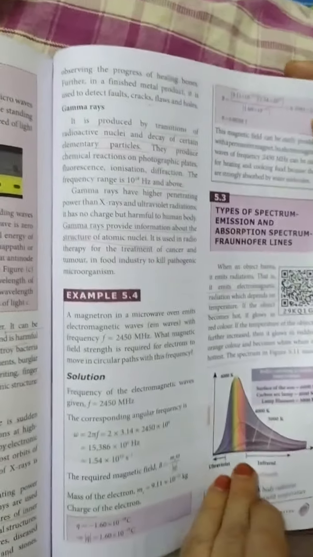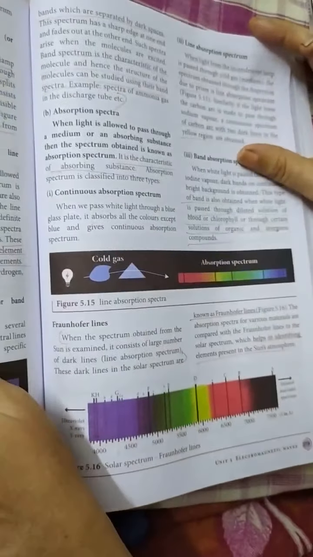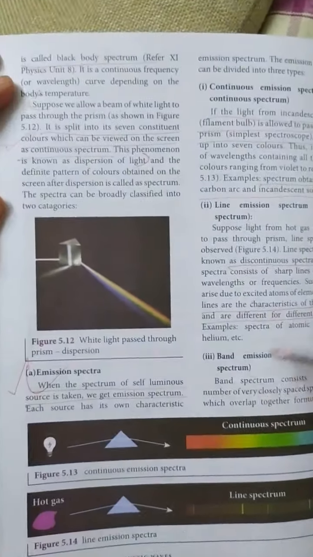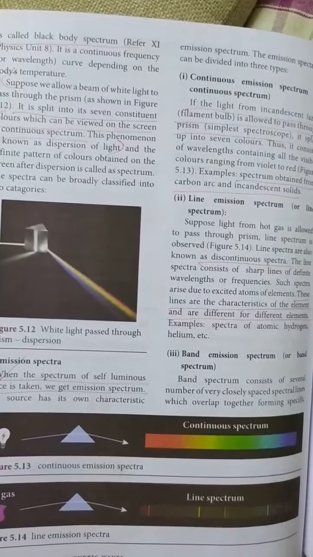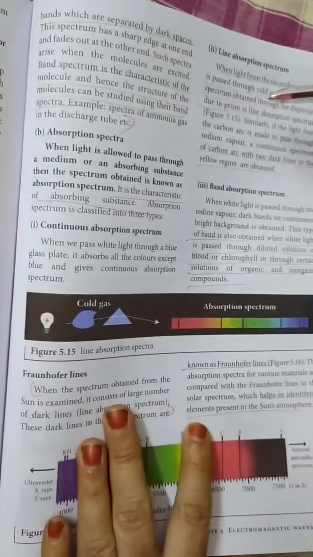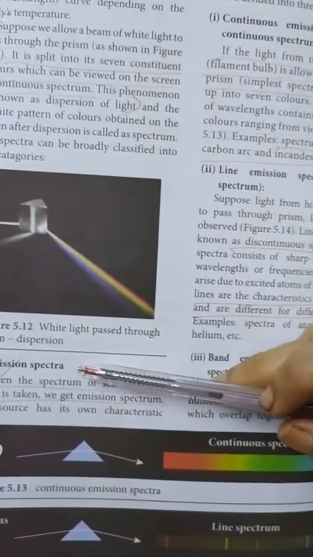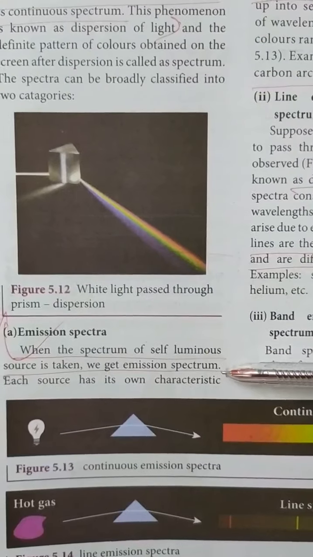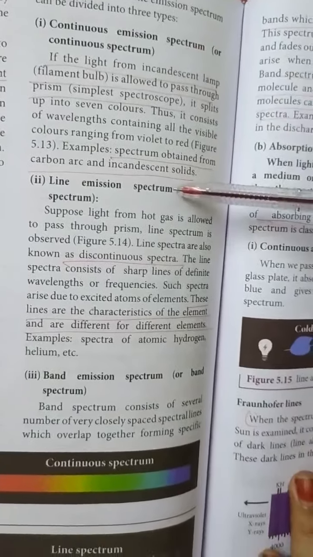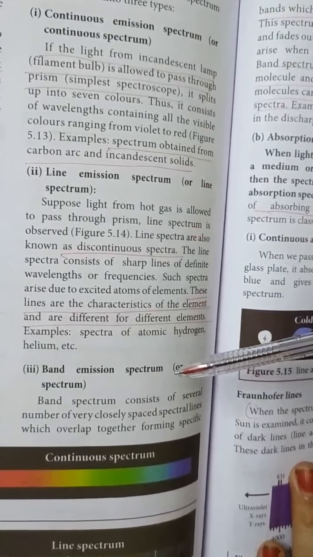And next, there are types of spectrum: emission and absorption spectrum and Fraunhofer lines. And here the emission spectra and absorption spectra. Emission spectra is individually a 5 mark question, and absorption spectra is another 5 mark question. Here emission spectra means a light is allowed to pass through a prism and it is examined. And there are 3 types in this: continuous emission spectrum, line emission spectrum and band emission spectrum.